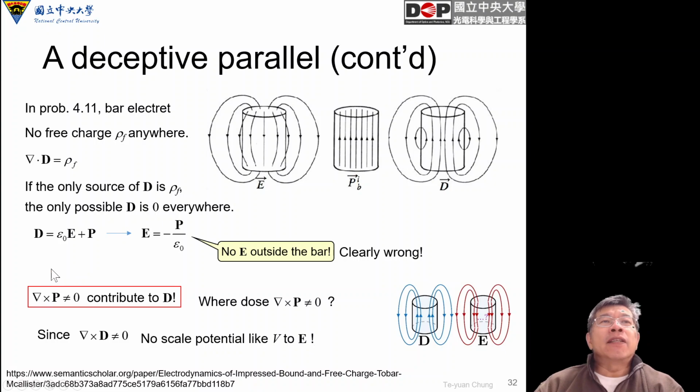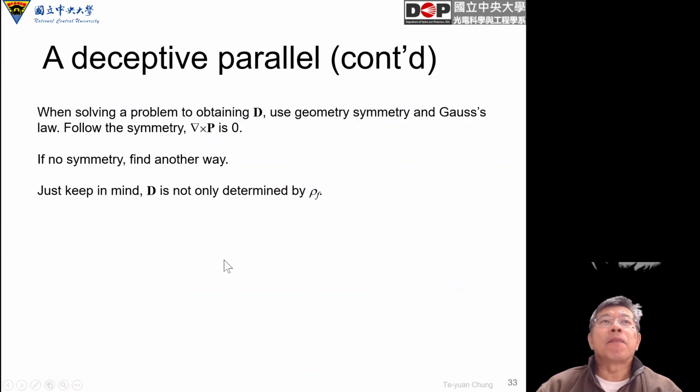In fact, because the curl of the polarization of the material is not 0, the polarization actually contributes to D. Since the curl of D is not equal to 0, no scalar potential like V or E can be applied. That is the thing to be very careful about and aware of. That's why this title is a deceptive parallel: the electric field and D are very similar in some ways, but they are not the same.